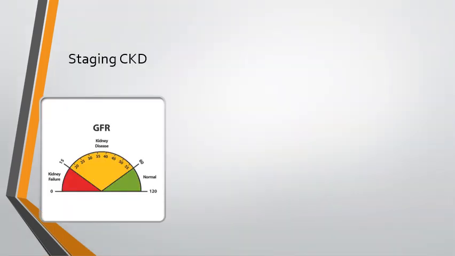So staging CKD, this is how we think about it. So in very basic terms, you have normal kidney function up until about a GFR of 60, which is still losing half your kidney function. And then you're in this yellow range of kidney disease, where we're trying to prevent progression. And once you're in the red, we're starting to think about replacing your kidney function with dialysis.